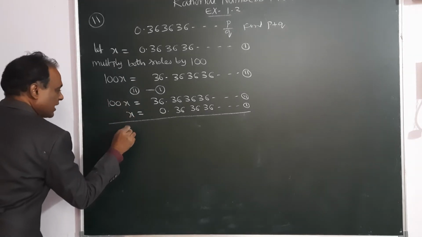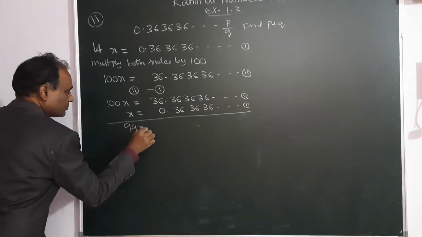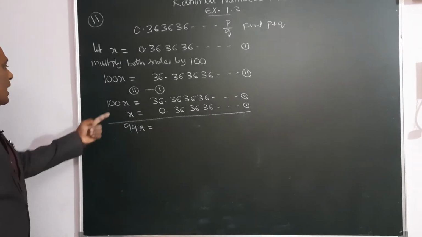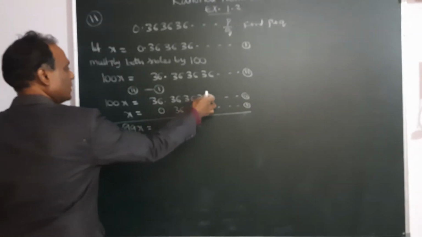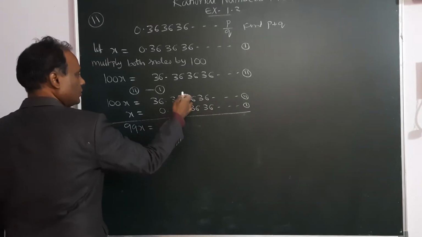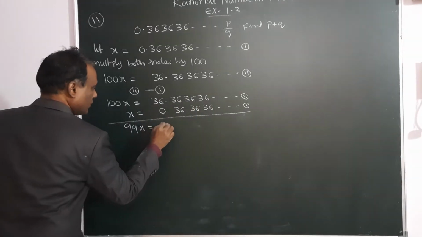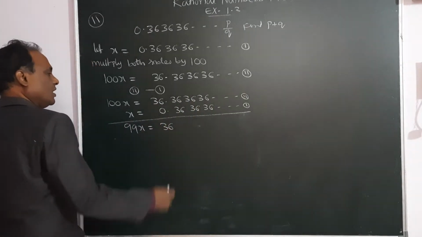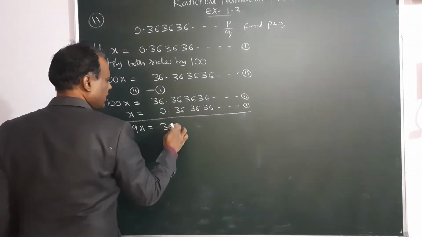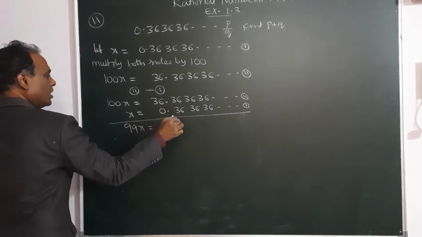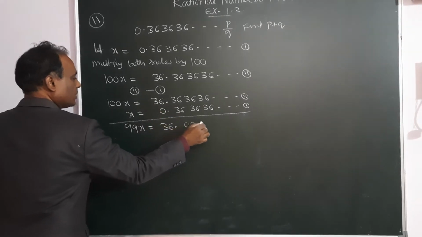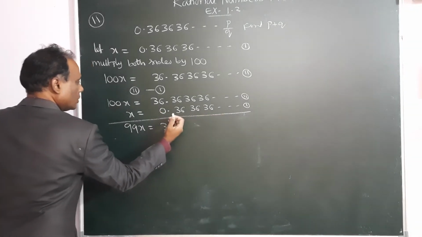100x minus 1x is 99x. 6 minus 6 is 0, and so on. 36 minus 0 is 36. After the decimal, zeros have no value, so only 36.